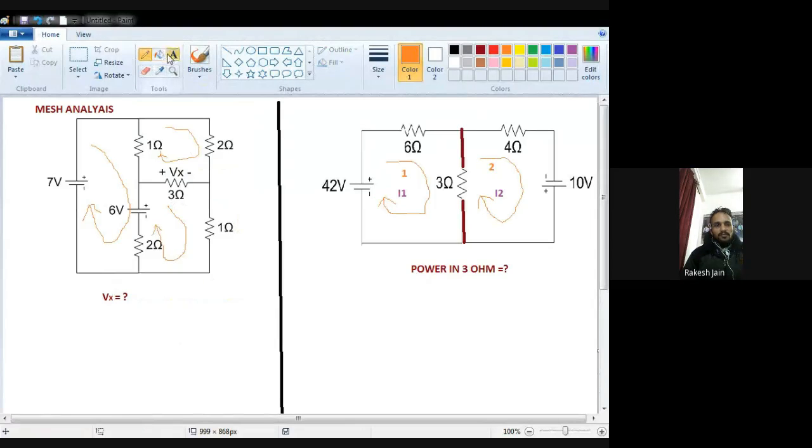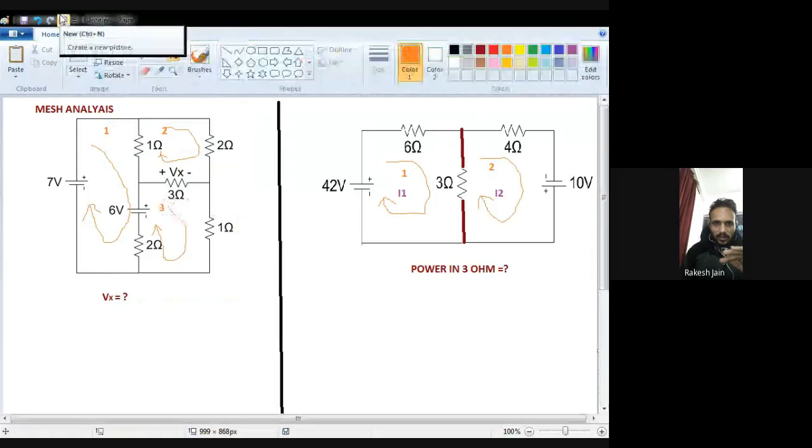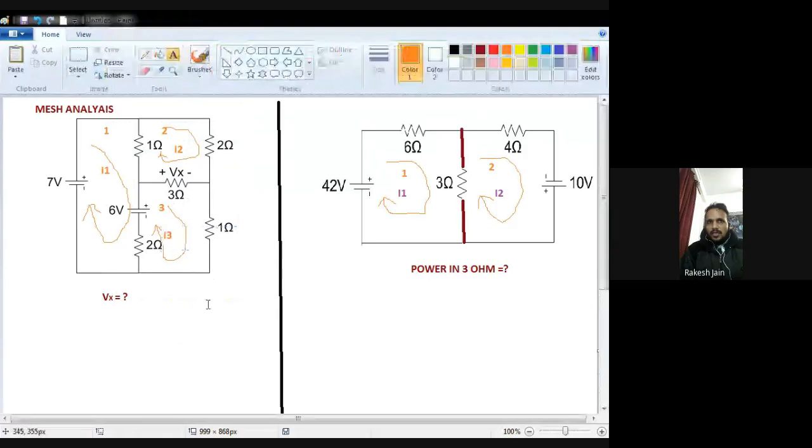So this is my first mesh, then my current will be I1. This is my second mesh, then my current will be I2, and this is my third mesh. You can denote it anywhere by the abbreviation 1, no problem. So what's first, second, third? So what is the current? Current is I1. Here I mention the name of current I2 because this is the second mesh, and here the current name is I3 because this is my third mesh. So I1, I2 and I3, these are 3 meshes.